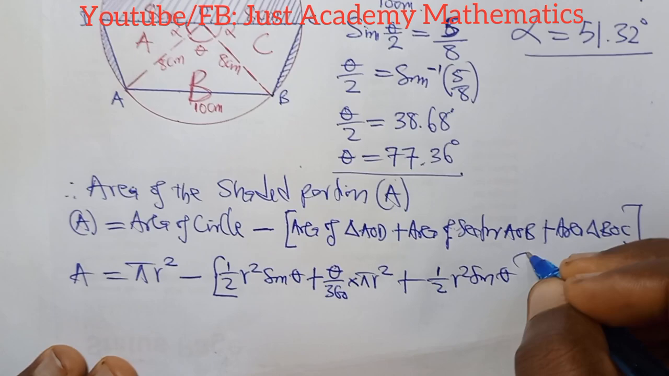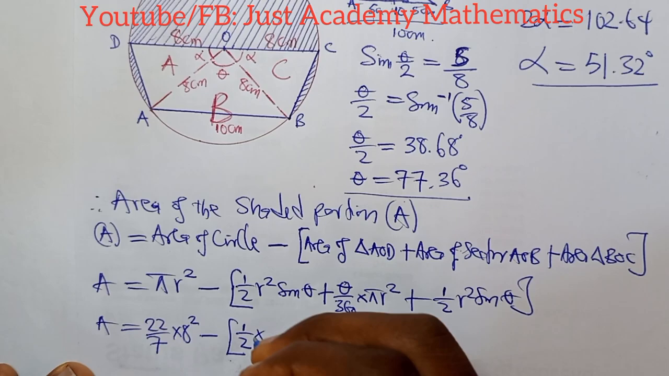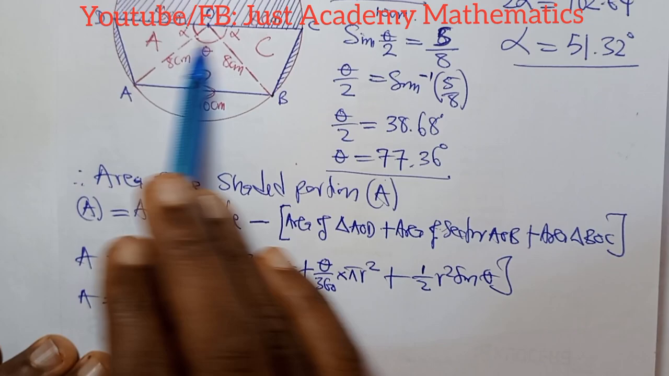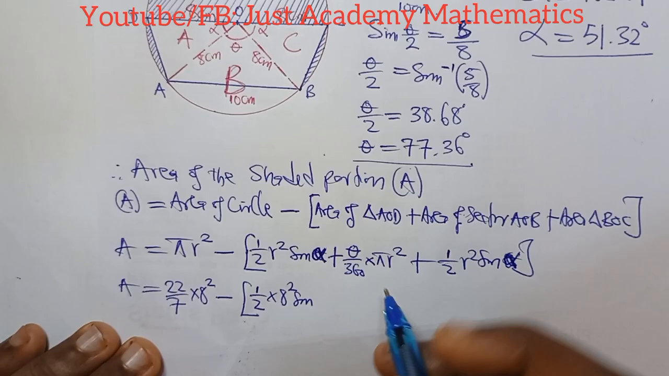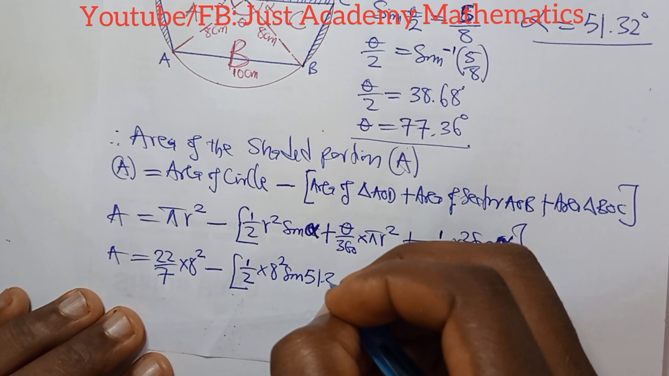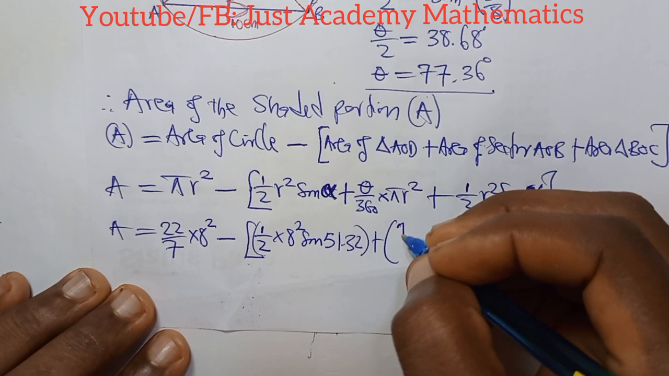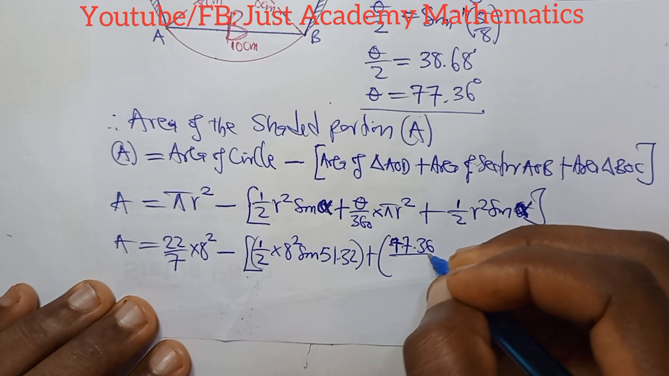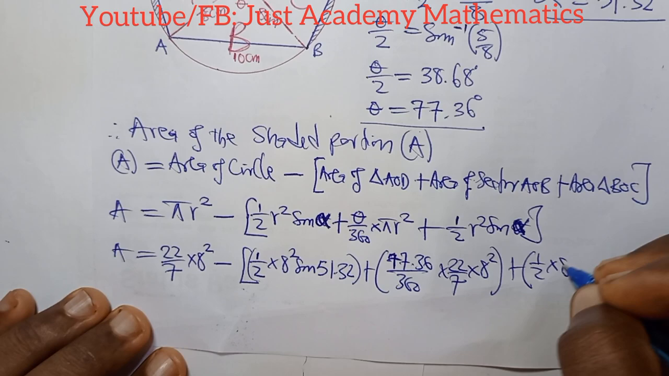So finally, we have 22 over 7 times 8 square minus, this will give us half times 8 square sine theta for the triangle. Here is supposed to be alpha now, not theta. Yeah, this is alpha, this is alpha. This is the one that is theta. So sine alpha, alpha is 51.32. Then at the end of the day, we add plus the area of the sector. Theta is 77.36 over 360 times 22 over 7 times 8 square, plus the same thing here, which is half times 8 square sine 51.32. This will give us what we need.